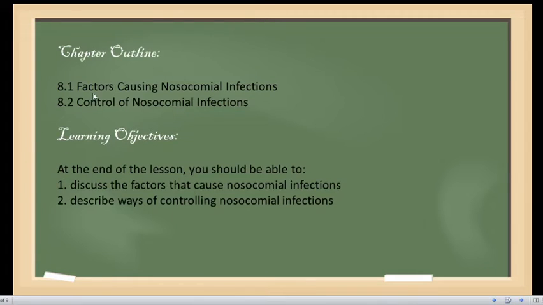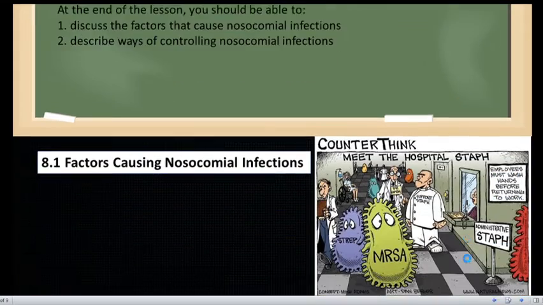Okay? So in chapter 8, you will be including the factors causing your nosocomial infections, and then you will be also including how to control your nosocomial infections. Learning objectives, you must be able to discuss the factors and describe the ways of controlling the nosocomial infections. Okay, let's start.